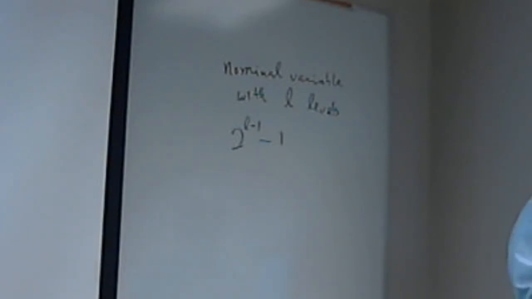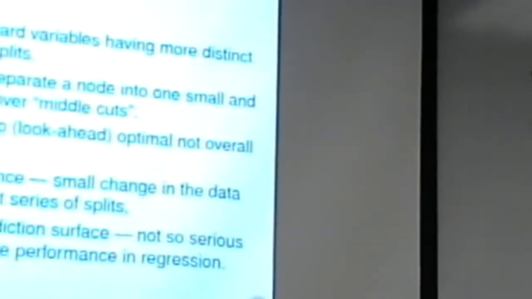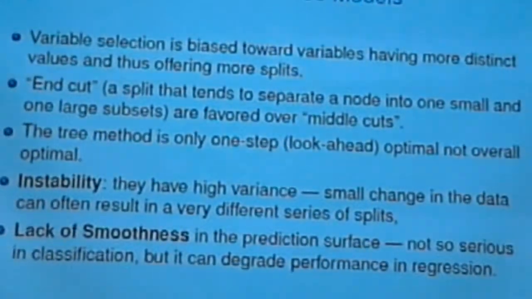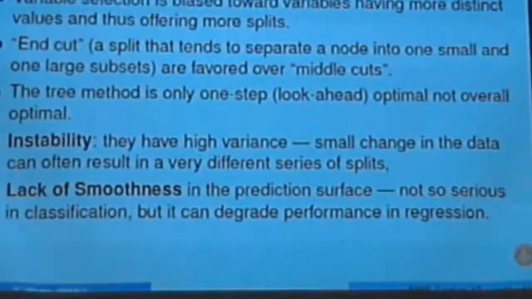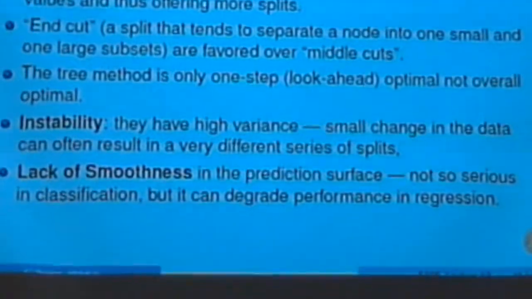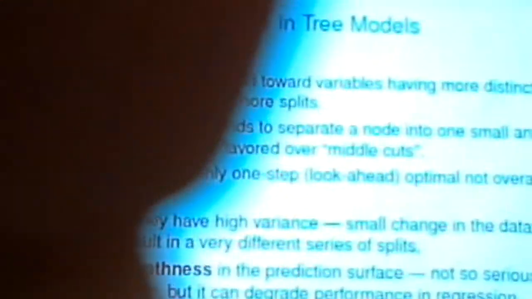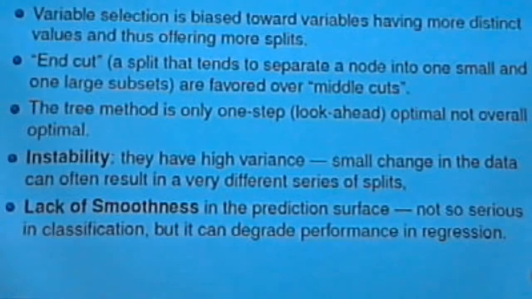Another issue is end cut, where you have a very unbalanced result. One channel has only a few observations, the other channel has a huge number of observations. That's called end cut. So end cuts are favored over middle cuts. And the tree method is only a one-step optimum. It doesn't look at the overall optimum.